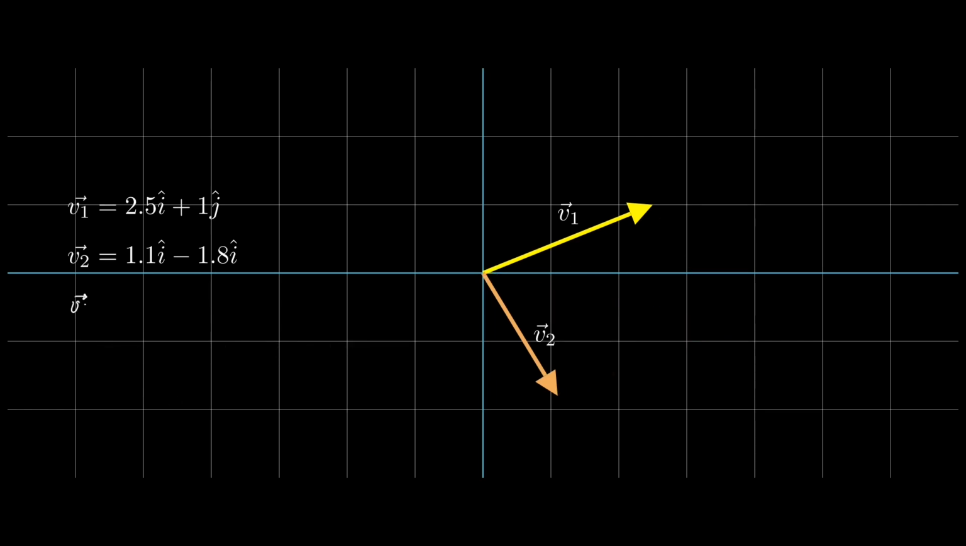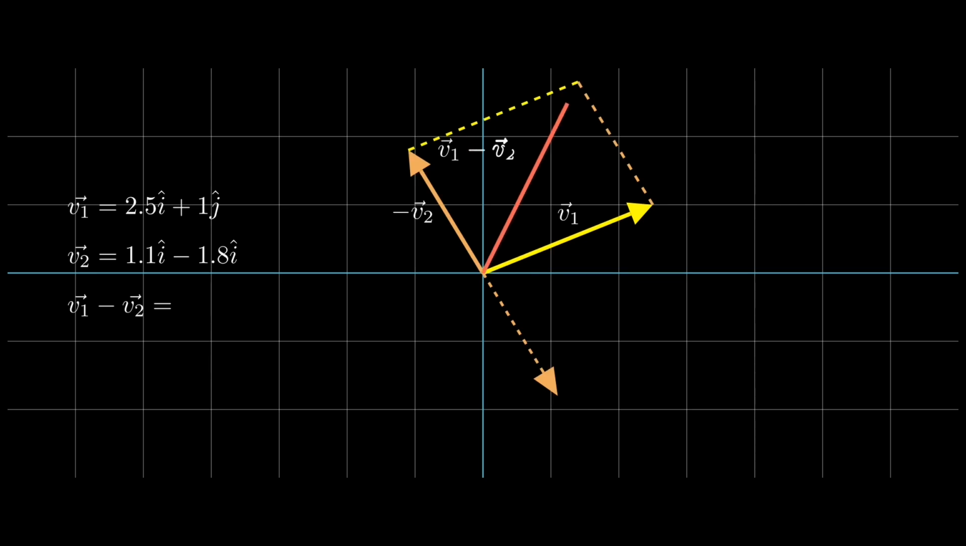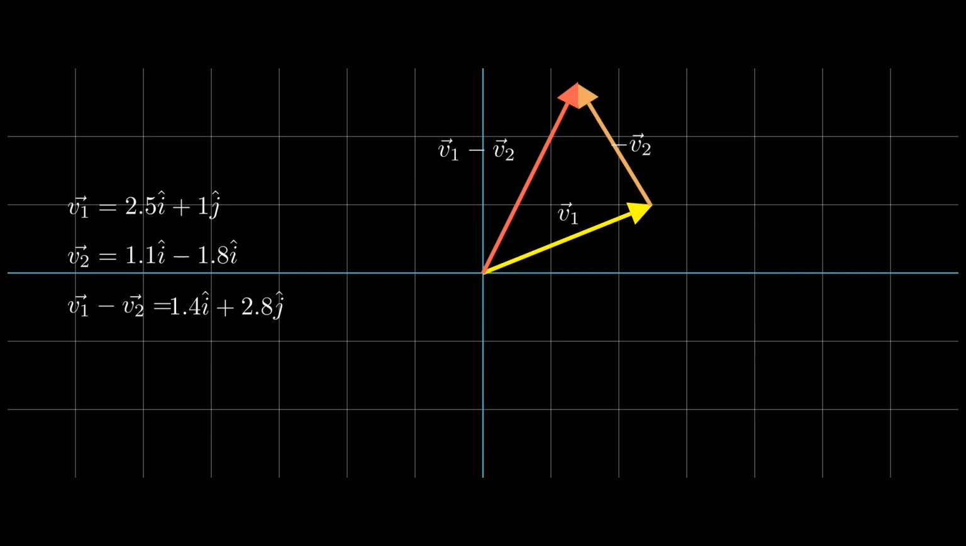Say we wish to compute v1 minus v2. Now this is the same thing as adding v1 and negative v2, that is a vector with the same magnitude as v2 but pointing in the exact opposite direction. Now apply the parallelogram method. Place v1 and minus v2 tail to tail, construct the opposite sides and draw the resultant. This new red vector is v1 minus v2 and its component form is v1 minus v2 equals 1.4 i hat plus 2.8 j hat. You can do this using the triangle law of vector addition as well.